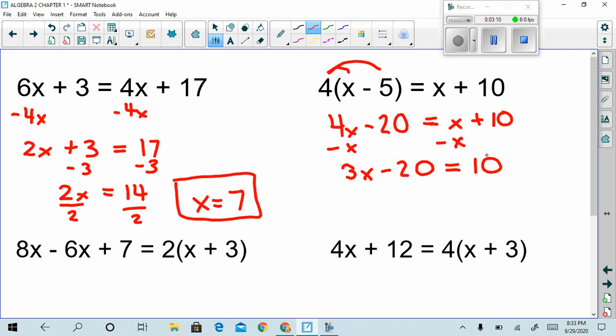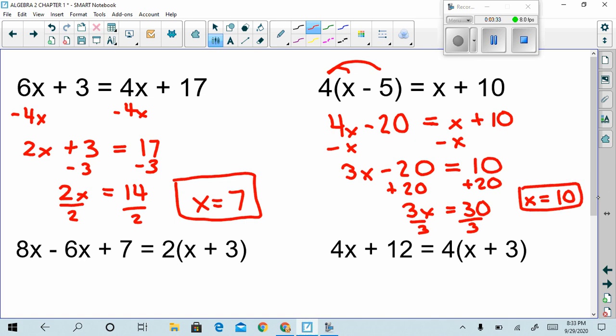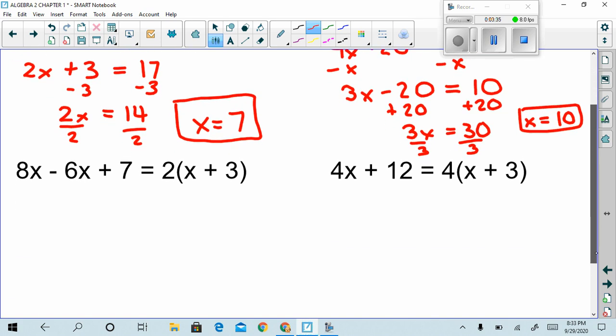We've now simplified and collected variables. We're up to the next part, which is two inverse operations. We now have 3x is equal to 30, and you'll divide. And once again, we have a single solution, x is equal to 10. So when there's just one answer, we just write that value.